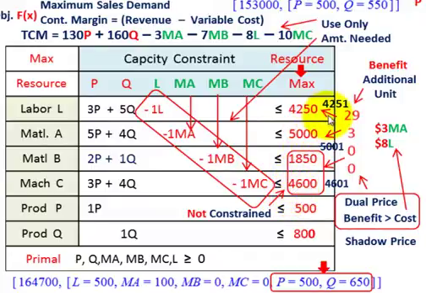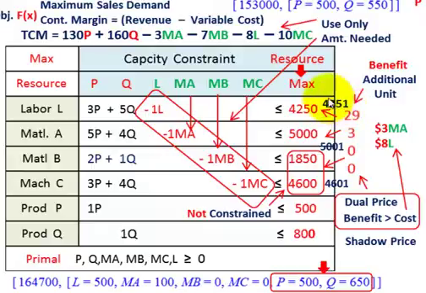But we want to get into the shadow price or the dual price here. Let's look at each one of these constraints. For labor, we only have 4,250. So we're going to put 4,251 into our program, run it, and you're going to come up with the benefit of an additional unit. By adding that extra hour of labor, you come up with a benefit of $29.